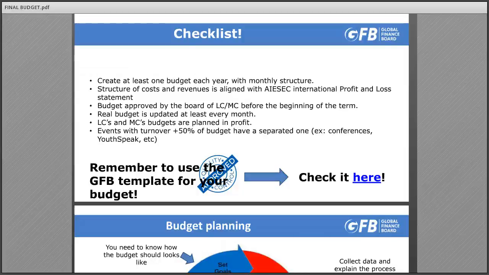In AIESEC, we must be able to be a youth movement that can grow from 5 to 500, and the budget must serve as a tool for going for it. And events with a turnover of more than 50% of the budget have a separate one, for example, conferences, youth speak, etc. Remember that you can use the Global Finance Board template for your budget. You can check it here and in the financial wiki. Later on, at the end of this webinar, we will go through the Global Finance Board template briefly.